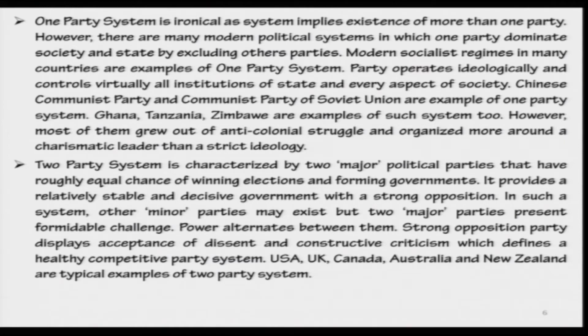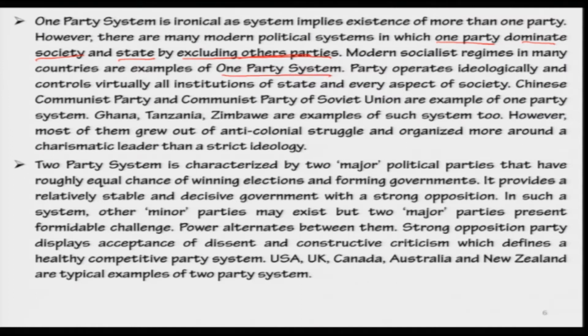So, you have many modern political systems where one party dominates society and state by excluding other parties. So, there is the exclusion of other parties and the possibilities of other parties contesting or competing with the ruling party. So, one party will dominate both the state and the society. So, modern socialist regimes particularly are the examples of one party system.